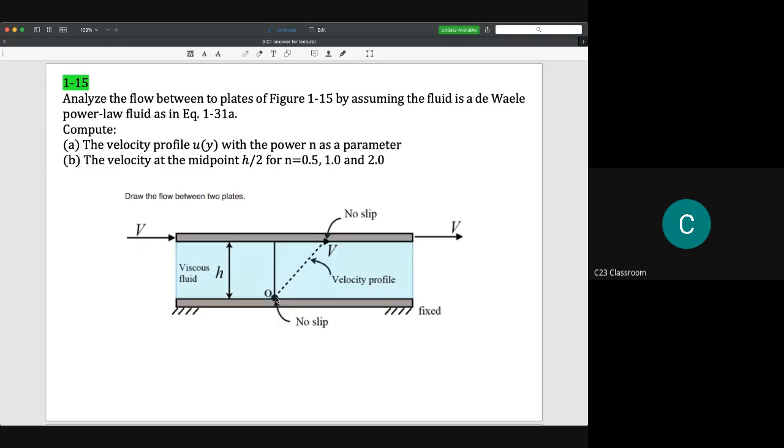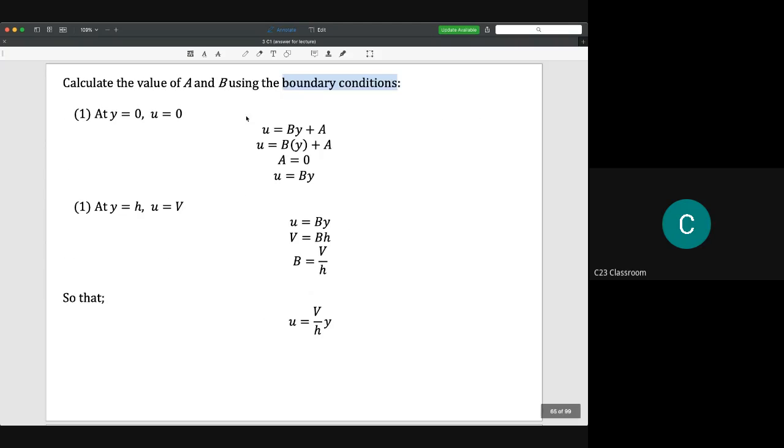One is here and the other one is here. Because this is the boundary between this fluid and the upper plate, and this is the boundary between this fluid and the lower plate. After we determine the boundary conditions, we need to give a value, because as you know, we have B and A. We have two unknown parameters, so we need two equations to solve this problem.